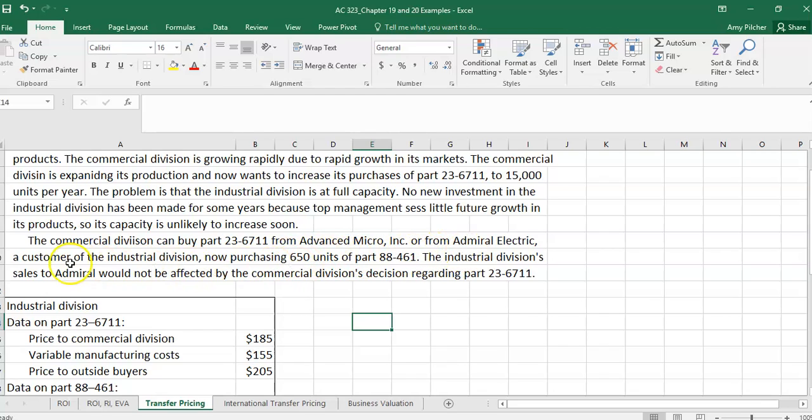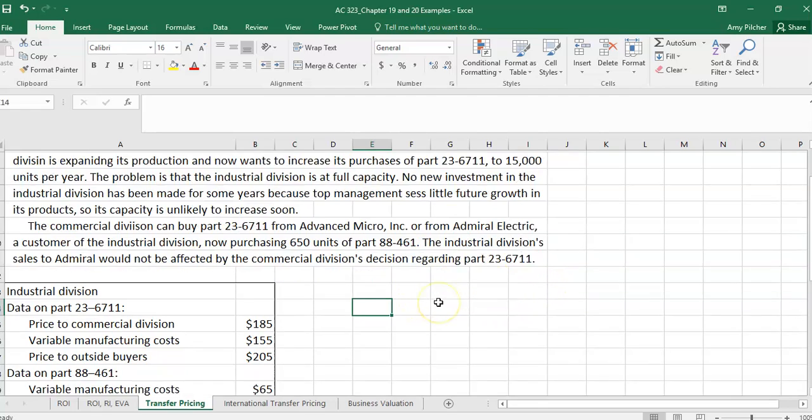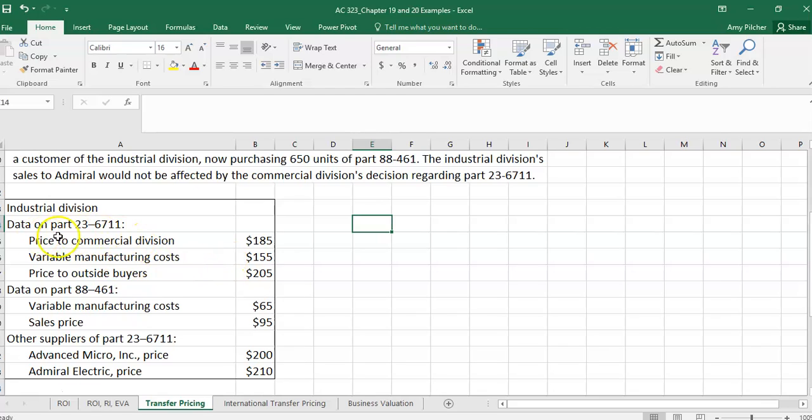The industrial division is currently selling 650 units of a part called 88461 to Admiral. So the industrial division's sales to Admiral would not be affected by the commercial division's decisions regarding part 23671. So we're looking at part 23671.